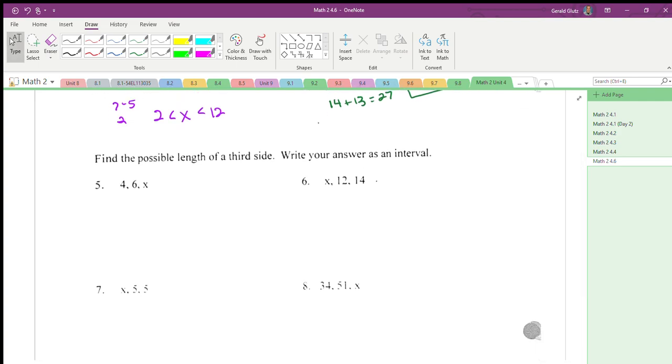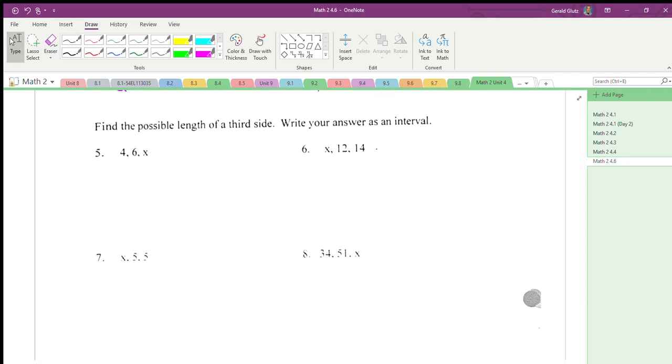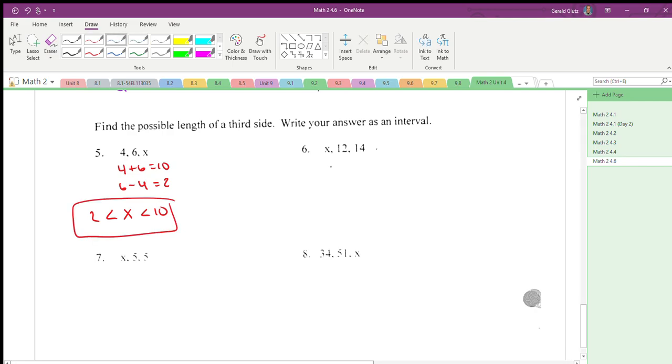So we're doing the same thing on these last few examples. I recommend you pause the video and try to do these on your own. I'm going to do them real quick. So 4 plus 6 is 10. 6 minus 4 is 2. So x has to be greater than 2 and less than 10, or x is between 2 and 10. 14 minus 12 is 2. 14 plus 12 is 26. So that means x has to be in between 2 and 26.